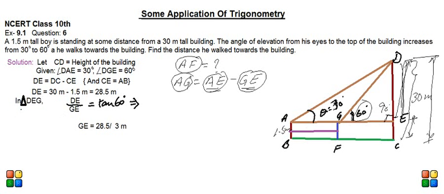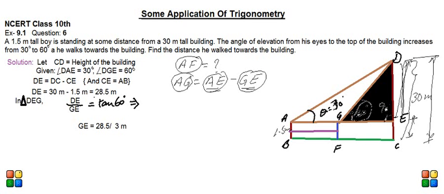Now how can we proceed? As we can see in triangle DEG, let me show you which triangle I'm talking about. I'm using this particular triangle to find out the value of GE. How can we find out the value of GE? We know that tan theta is equal to opposite upon adjacent. The opposite side in this triangle is DE and the adjacent side is GE. So DE upon GE is equal to tan 60, because 60 degrees is the angle which is given to us.